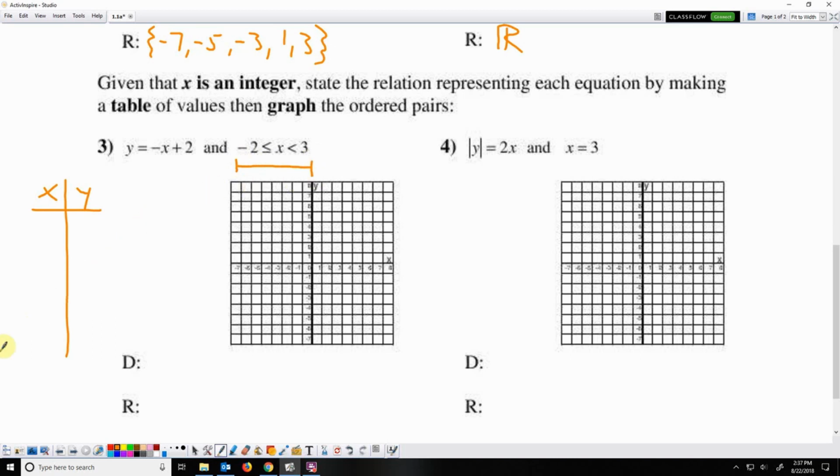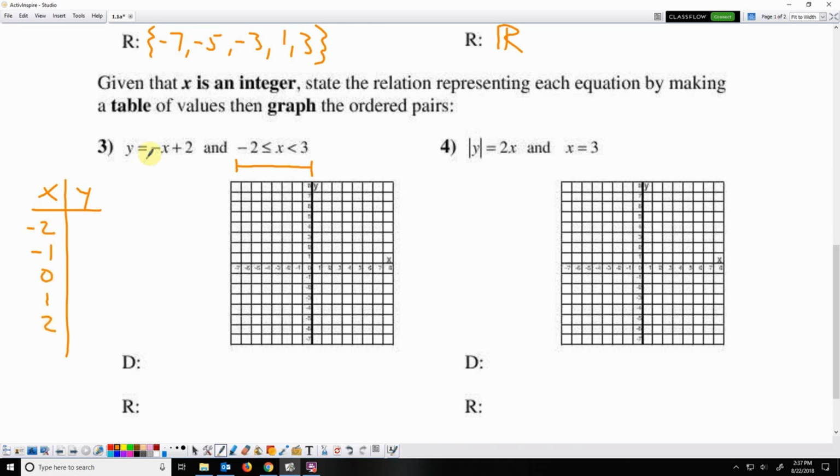And I'm only going to be able to plot integer coordinates on that interval. X's that are greater than or equal to -2, but less than 3. So the smallest number I can use is -2. Then I can use -1, 0, 1, 2. I can't go any farther because x is less than 3, not less than or equal to. So it can't be 3. So 2 is the greatest integer I can use.